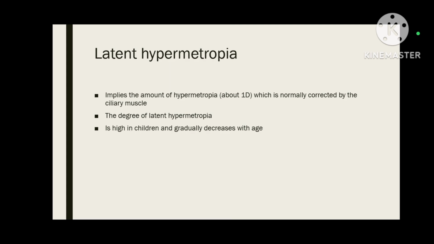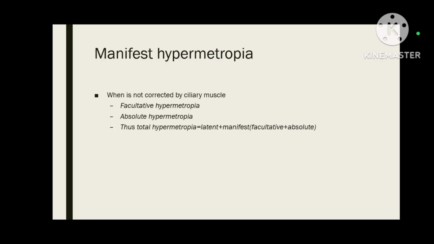Then we are going to study what is latent hypermetropia. It implies an amount of hypermetropia, about 1 diopter, which is normally corrected by the ciliary muscles. The degree of latent hypermetropia is high in children and gradually decreases with age. And manifest hypermetropia is that which is not corrected by the ciliary muscles. Facultative hypermetropia and absolute hypermetropia are the components. Thus, total hypermetropia is equal to latent plus manifest, or latent plus facultative plus absolute.